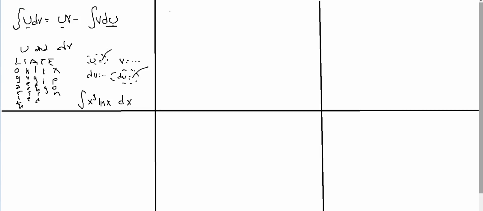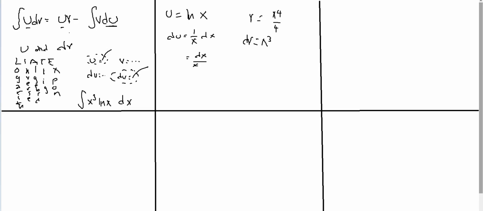Since ln x is a logarithmic function, u is going to be ln x, and du is going to be equal to 1 over x dx, or commonly written as dx over x. Now we know that we're going to select dv. dv is going to be equal to x cubed dx, and that means that our v is going to equal x to the fourth over 4.